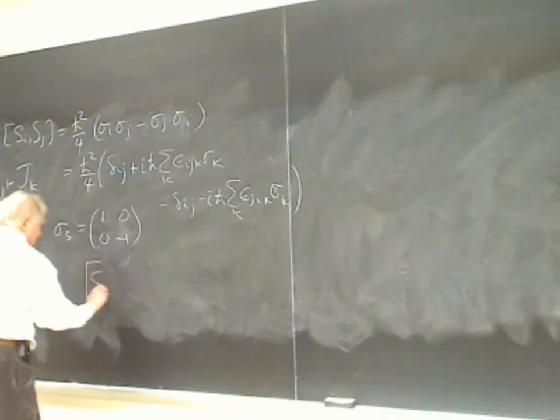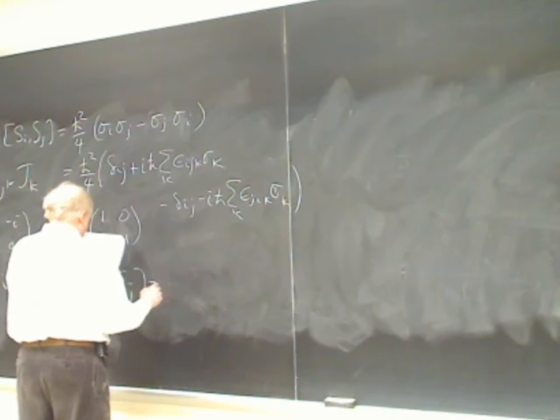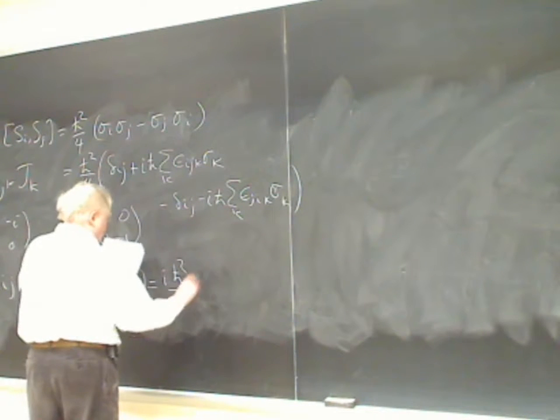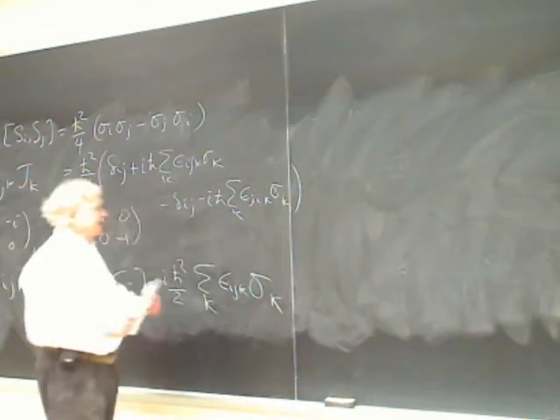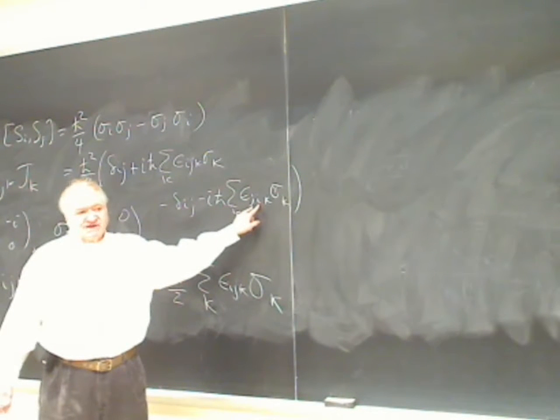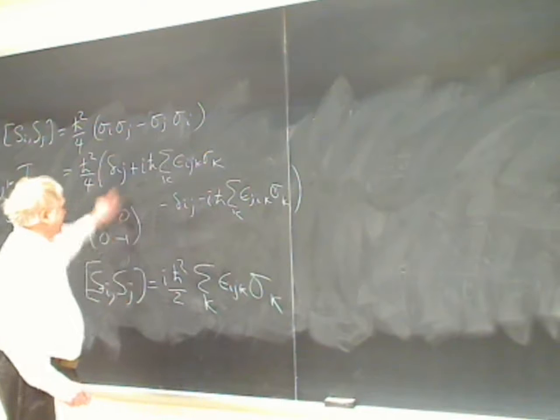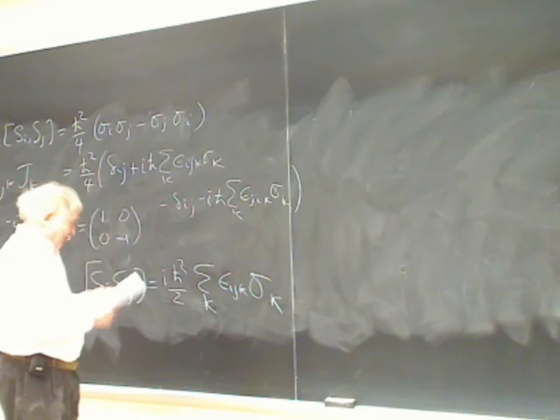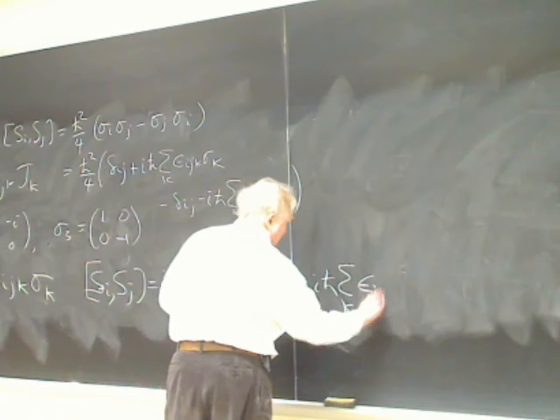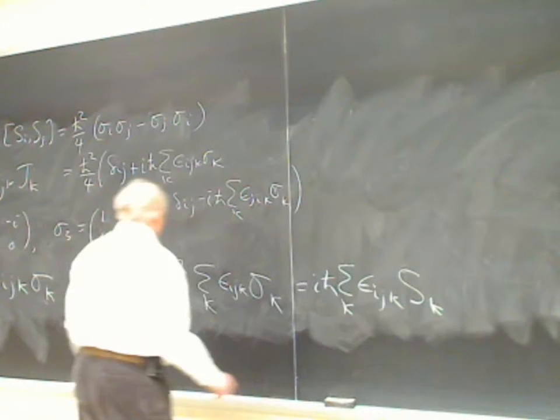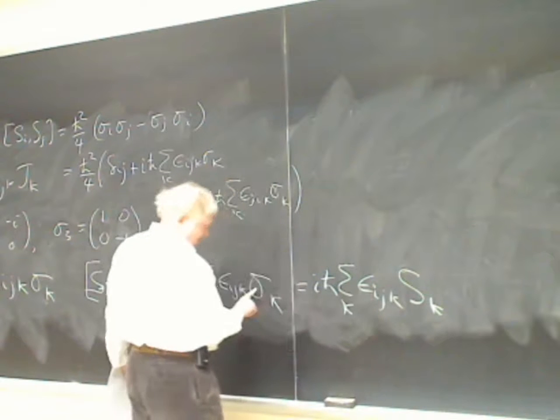and so what we get is [σ_i, σ_j] equals, all right, let's look at the notes, i ħ squared over 2 sum on k ε_ijk σ_k. The point here is that the epsilon symbol is totally anti-symmetric, so if we interchange i with j, we get a minus sign which cancels that minus sign, so these two terms add, these two terms cancel, and we get this, and that is just iħ sum on k ε_ijk S_k, where I pulled an ħ over 2 out of this in order to promote σ_k to S_k.